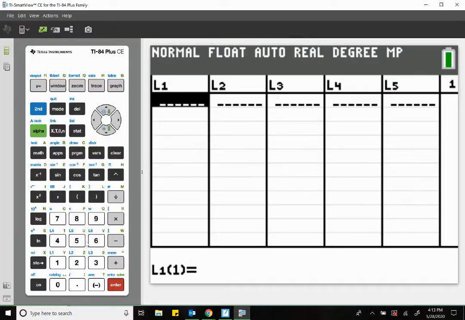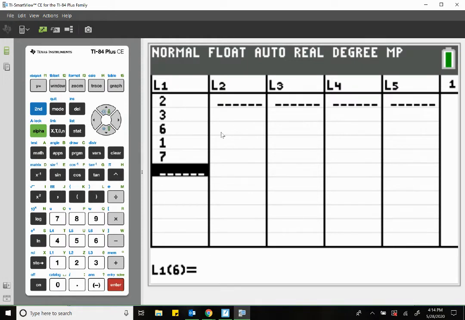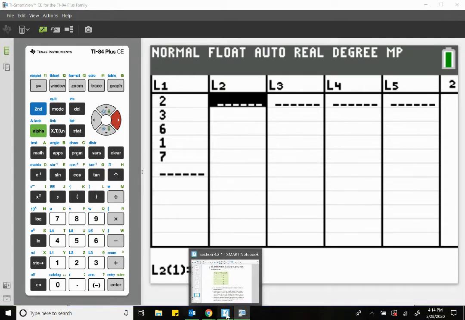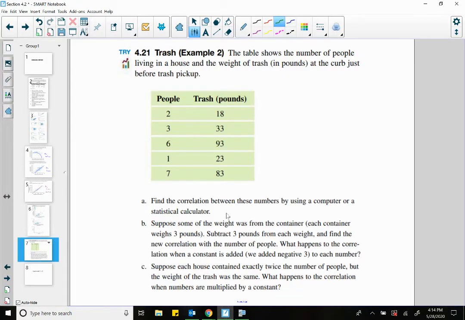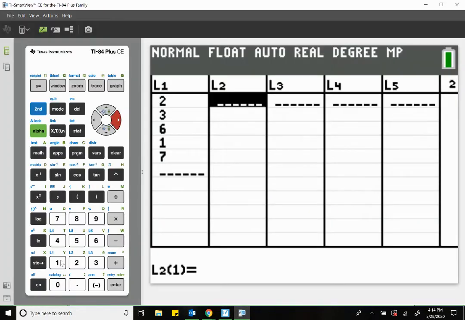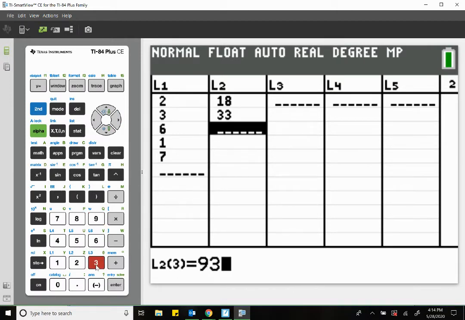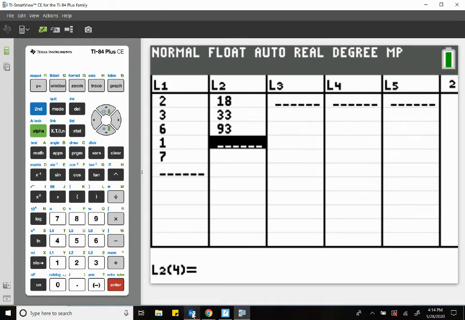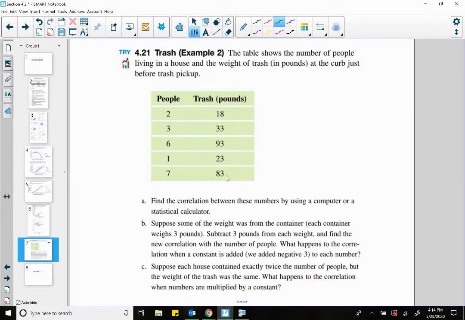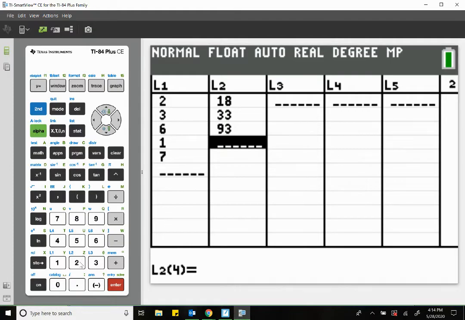23617. And then we're going to scroll over here, and this is where we're going to put the trash. So just make sure, 23617. Okay, so 1833.93. And then we have 2383. Okay.